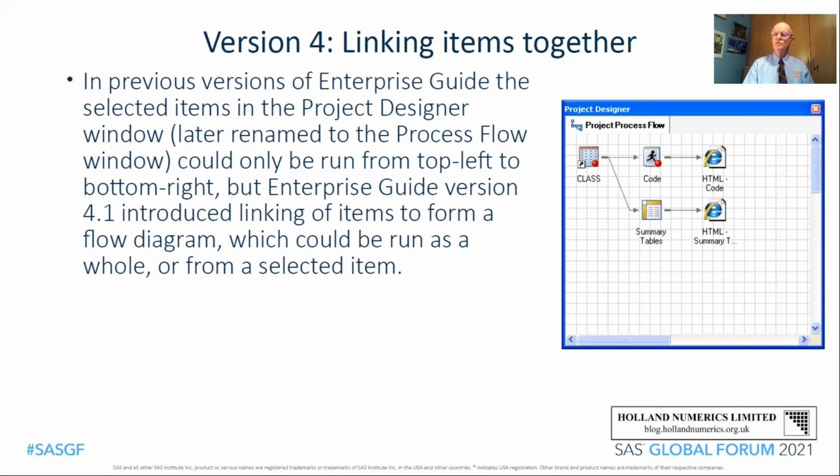But in Enterprise Guide version 4.1, you could actually link the items together using little arrows, which you can see. And so it would then flow in a logical manner, which the user could control. And so you could then run from an item to subsequent items which are connected, or you could just select all of them and run it all, but they would run in a specific order, which was very useful. Extra features were added to this in later versions.